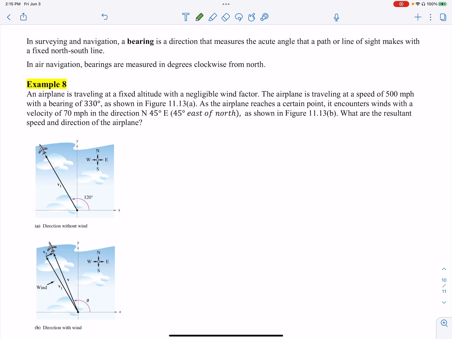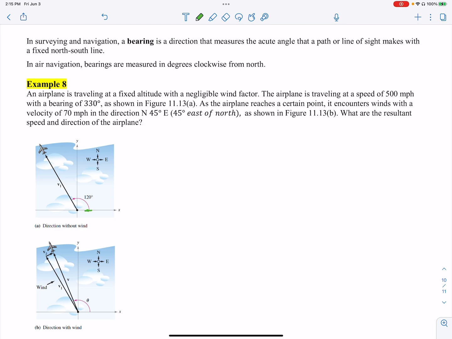An airplane is traveling at a fixed altitude with a negligible wind factor, thankfully. The airplane is traveling at a speed of 500 miles per hour with a bearing of 330. Now, remember 330, they said clockwise from north. So 330 would go all the way around, right, with 30 degrees. And what they're doing here is they're just trying to get it from standard position. So if it's 330 all the way around, that means that if we just do it from here, like they did with that line, it's only 120 degrees. All right, so we have that.